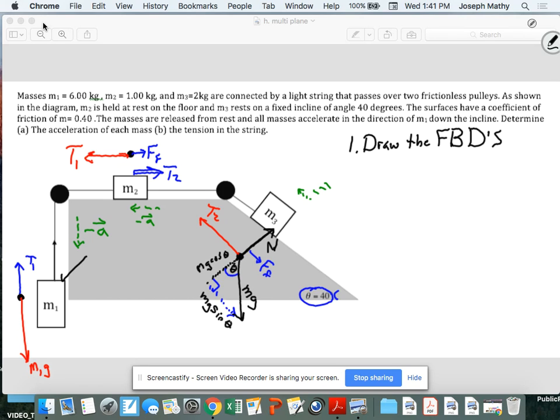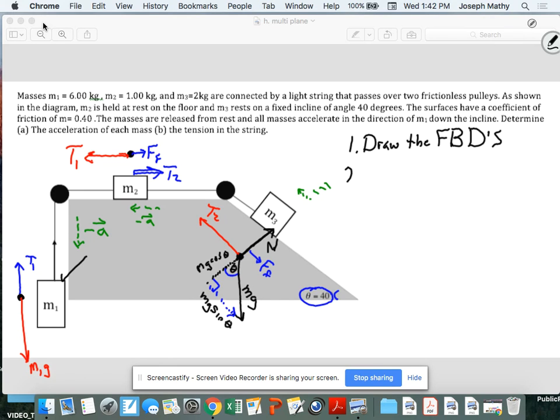All we have to do to solve for that is say cosine theta equals adjacent, which is that little fy, over the hypotenuse. And our fy becomes mg cosine theta. That's our fy right there. This is great, Matthew. How do we solve this problem when there are three masses?